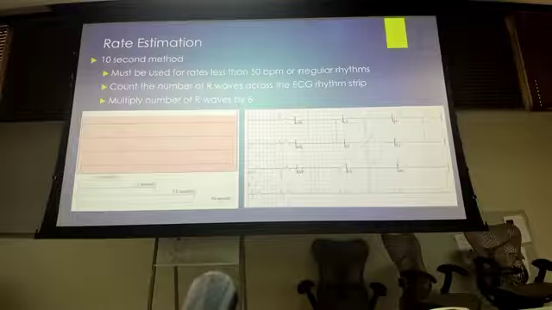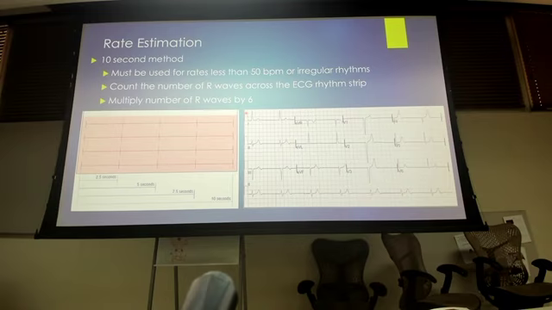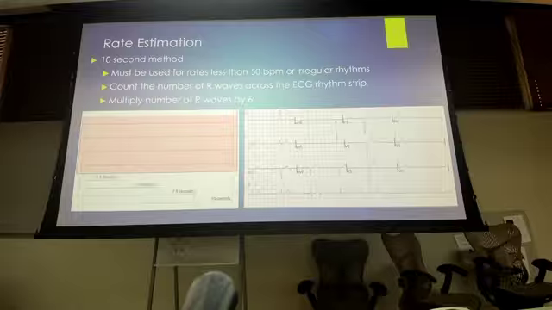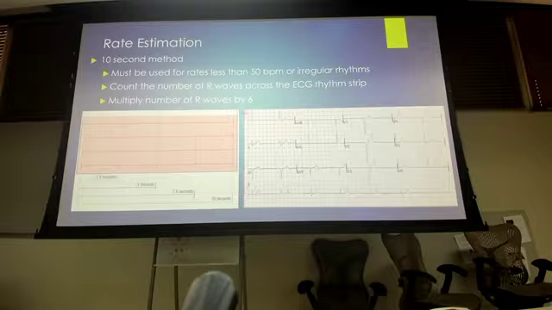So 10-second strip, again, 10 seconds. We know we need to add it up to a minute, so we're timesing the number of R waves on that 10-second strip by 6. 10 times 6 is 60. 6 times 10 is 60. Do we times it by 10? I mean, do we times that 10 second by what? 6. So what do we do here?